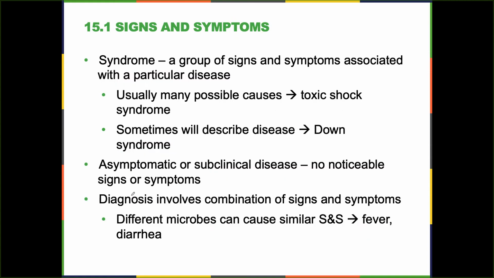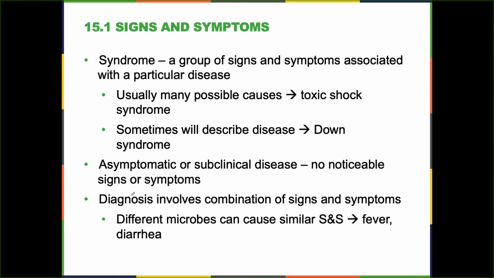A syndrome is a group of signs and symptoms associated with a particular disease, right? So it's oftentimes like, oh, you have fever, you have chills, you have pains, and so on, right? All those things come together, and we call that a syndrome, right? Sometimes a syndrome can have many possible causes. Something like toxic shock syndrome, for example, you have these various things that are related to shock, and then the cause of the toxic shock can be quite different. That's the challenge in trying to diagnose, right?